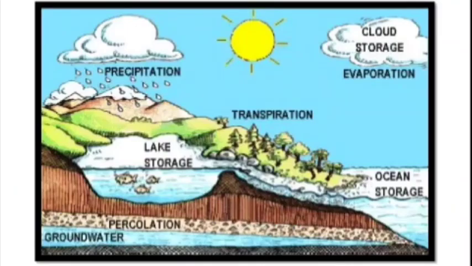You can see this picture, the water cycle. You already know this: evaporation, transportation, condensation, precipitation, and runoff and groundwater. So these are all together called the water cycle. You already discussed this in previous videos, you can watch them.